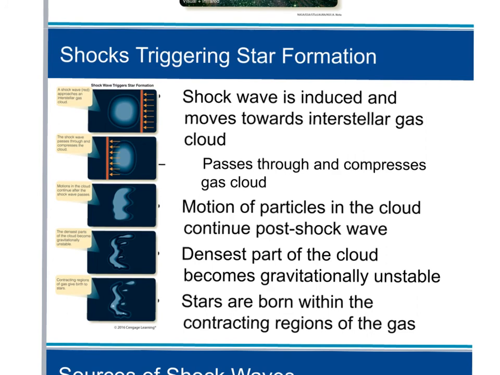Gravitationally unstable means gravity wants to pull you inward. So gravity is pulling inward towards the core. It becomes a little unstable, and you end up with a lot of pressure pushing outward. Stars are born within the contracting regions of the gas. So here's where they're contracting, right over here. Gravity's winning at this point. Gravity's pulling everything inward, so contracting regions give birth.